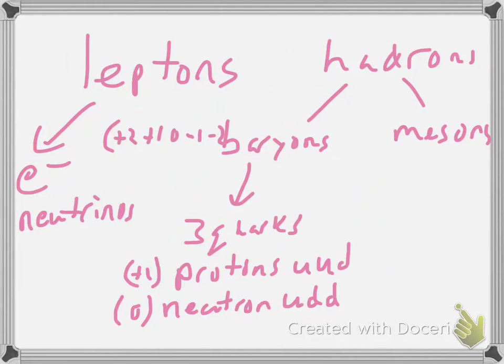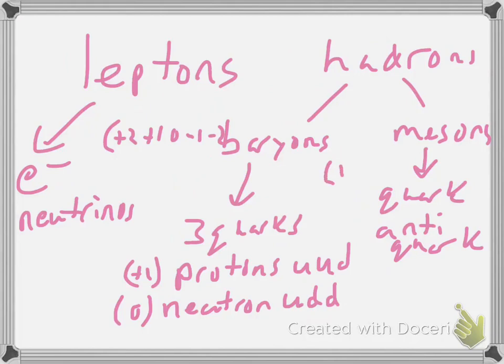Now, a meson is a quark and an antiquark. Okay? It has to be one of each. And it also has to have a whole number charge. It can either be positive 1, 0, or negative 1. Those are the options there. Because any combination of a quark and antiquark is not going to be greater than positive 1. Any combination is not going to be less than negative 1.